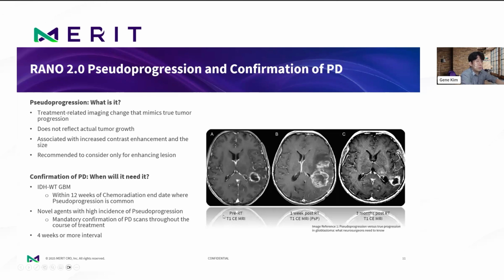And this is one classic example from one of the reference literature showing the pre-radiotherapy enhancements, followed by 1 week after the radiotherapy was completed, showing an enhancement in the lesions, followed by a resolution of that pseudoprogression at 3 months post RT, which is an example of pseudoprogression in this case that is induced by chemoradiation therapy.